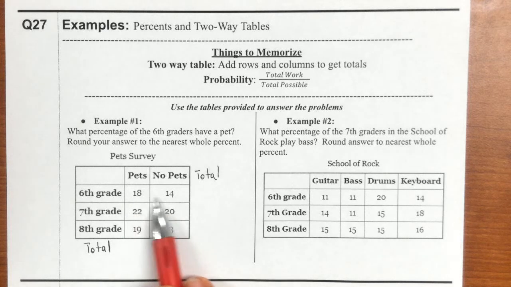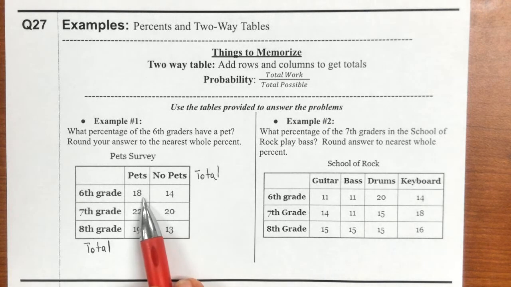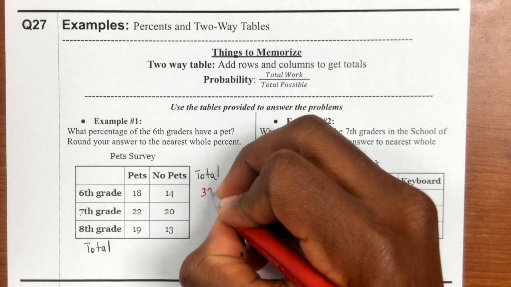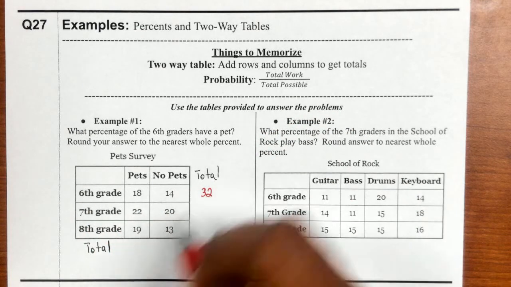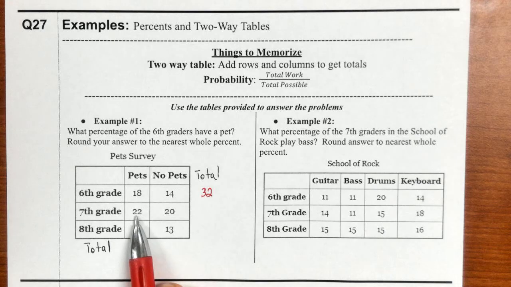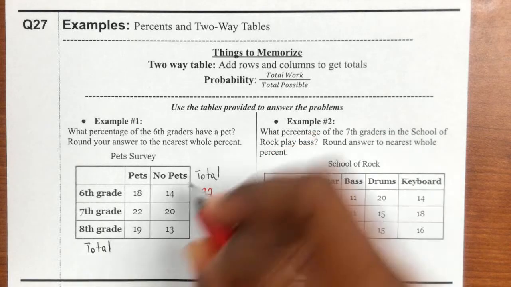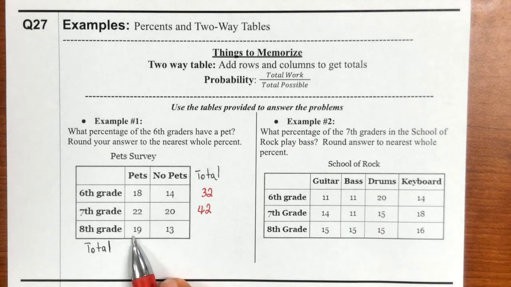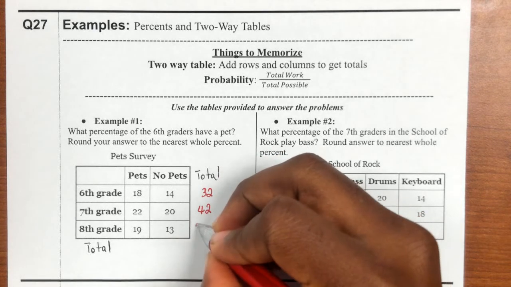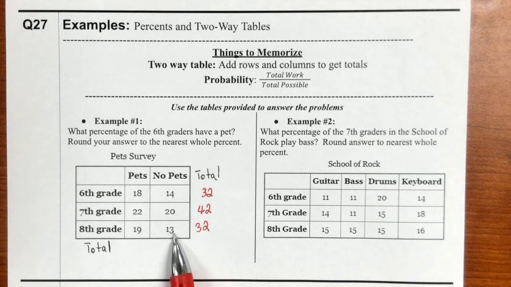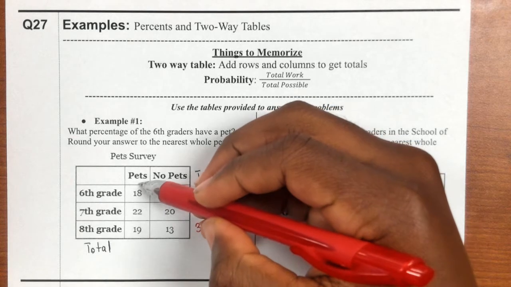We have 18 sixth graders that had pets and 14 that did not. 18 plus 14 is 32, so we have 32 people in the sixth grade. We had 22 people in the seventh grade that had pets and 20 that did not, so a total of 42 students in the seventh grade. In the eighth grade, we had 19 students that had pets and 13 that did not, so a total of 32 students in the eighth grade. Now let's figure out the amount of people that had pets.